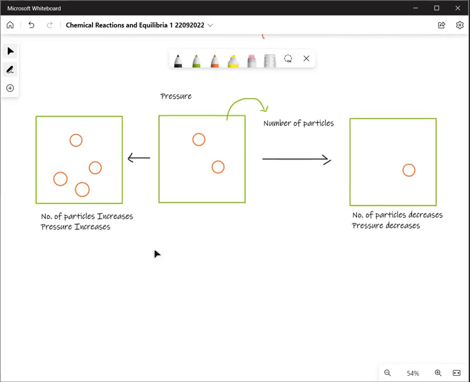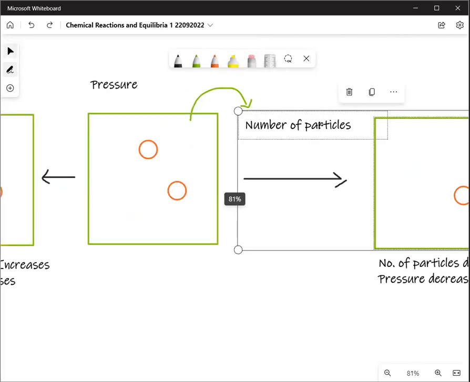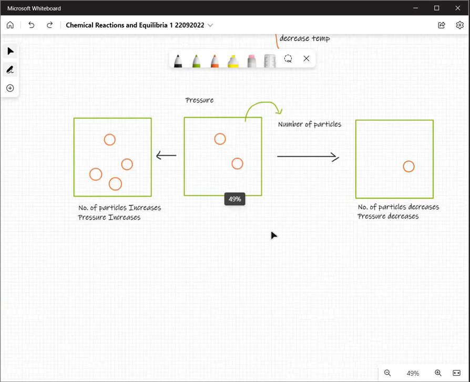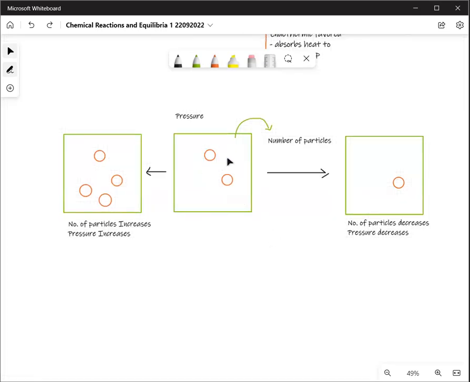Actually, before you make them, don't make them right now. Read this first. Read this part: pressure, number of particles. No, not that one, this one. Number of particles. Okay, that's pressure. That tells us how much pressure we have.